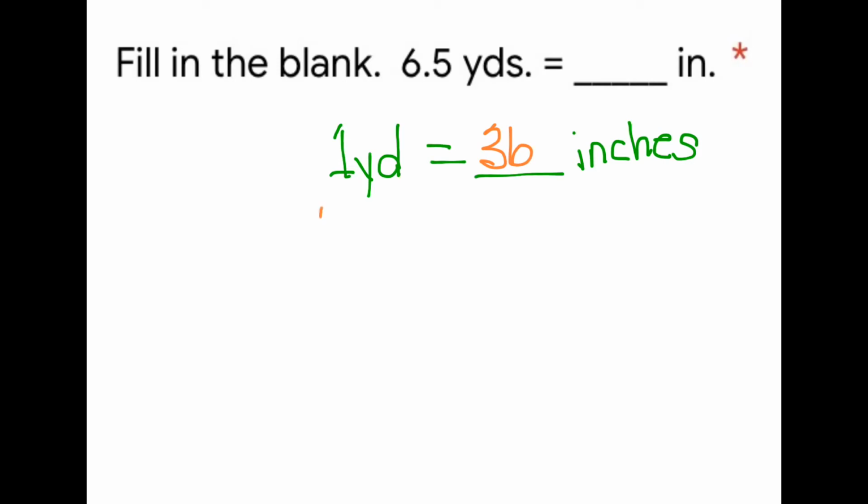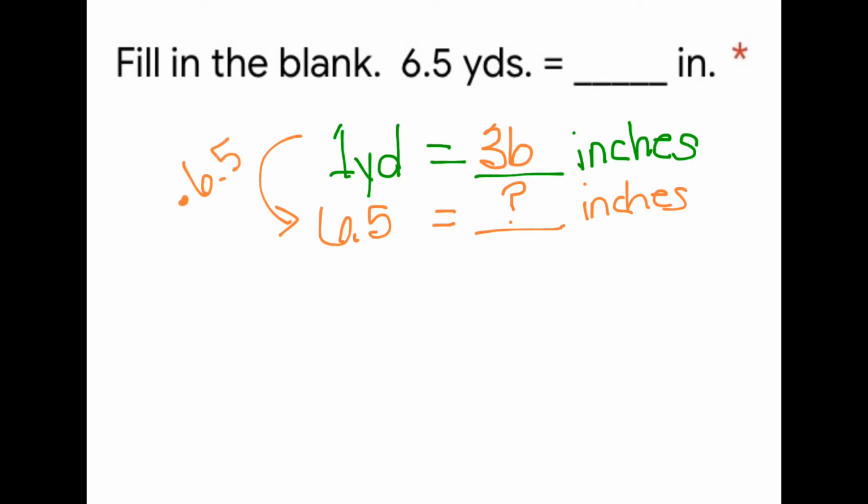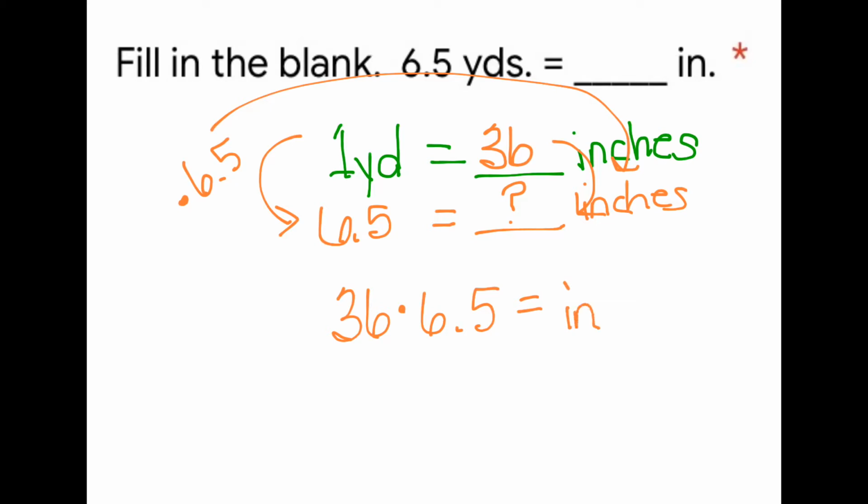And we have 6.5 yards, and we don't know how many inches. So going from a 1 to a 6.5, we are multiplying by 6.5. So we need to take our 36 and do the exact same thing and multiply by 6.5. So 36 times 6.5 is going to give you your inches.